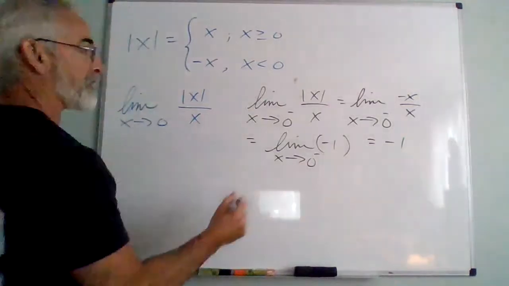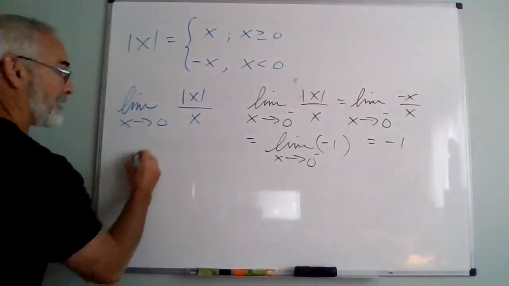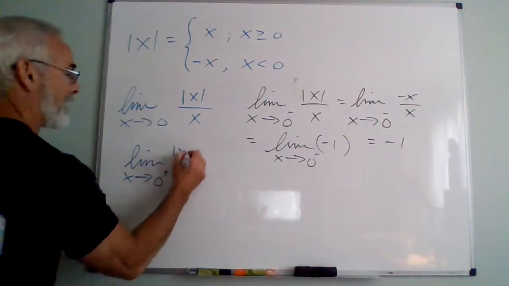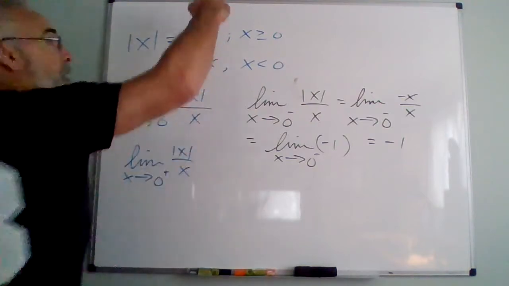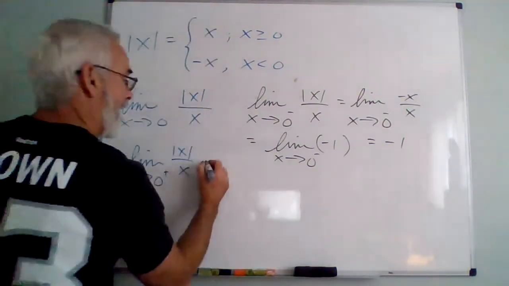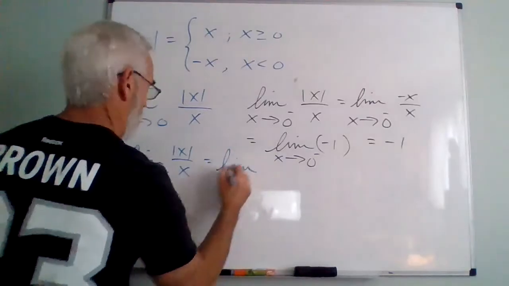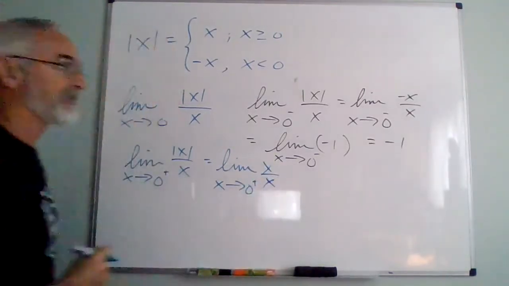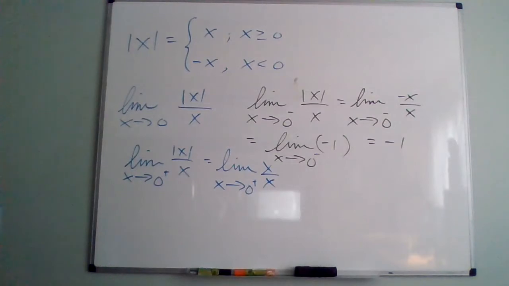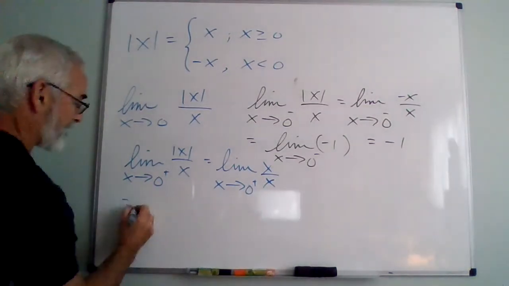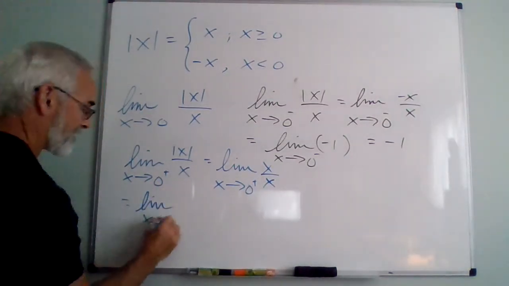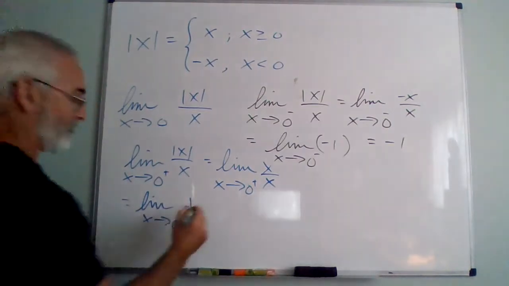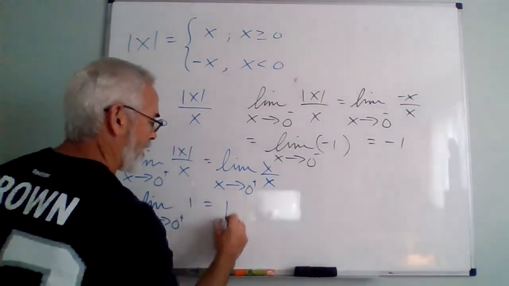Now let's consider the limit from the right. So if I do the limit as x approaches 0 from the right of the absolute value of x over x, now I'm approaching it along this curve. That means that this would be the limit as x approaches 0 from the right of just simply x over x. And if it's just simply x over x, then that's the limit as x approaches 0 from the right of the number 1, which of course would simply be 1.